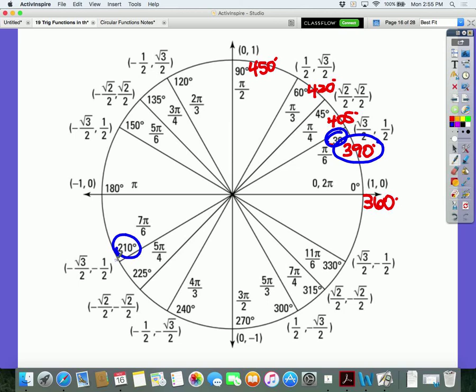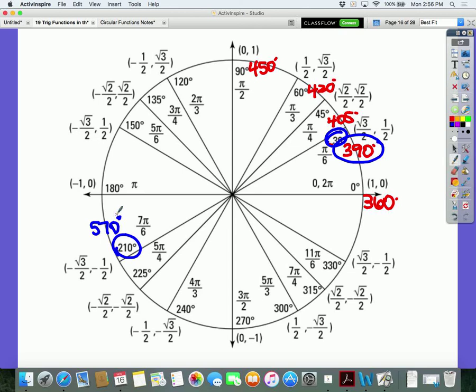Okay? Got that? Wait, so they repeat instead of every what? Every pi radians or 180 degrees. I thought they repeated every 360. That is only for sine and cosine. So for tangent, it's every 180? Every 180. Yes. So we would see the same x or y values? For tangent, you would see, tangent is y over x, so you would see the same combination of y over x for each of those.